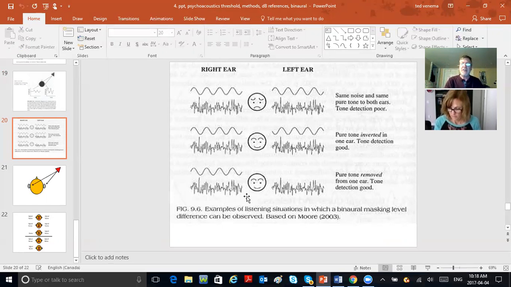And look at this guy at the bottom. He's happy as well, because look at this. He's got the same noise in both ears, but the tone is only to one ear. Cool. He's happy too because there's a difference. Either the noise is different or the signal is different. But by gum, something is different.